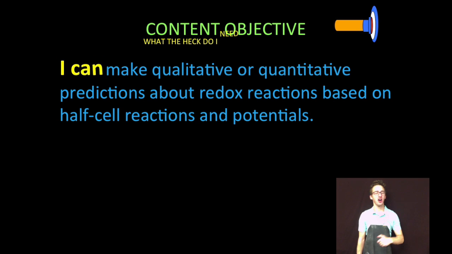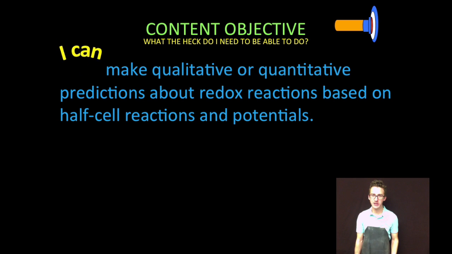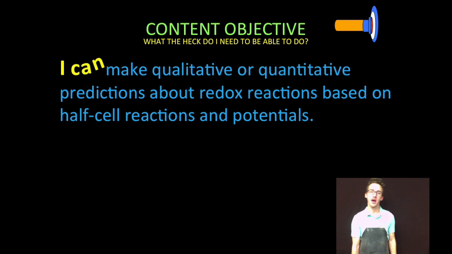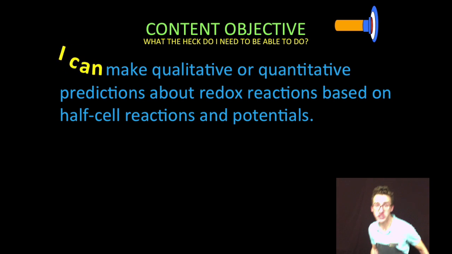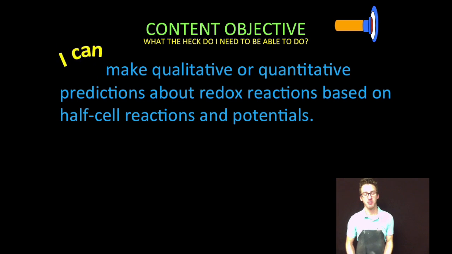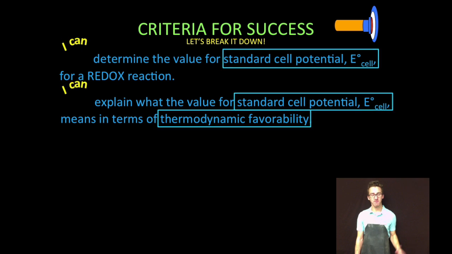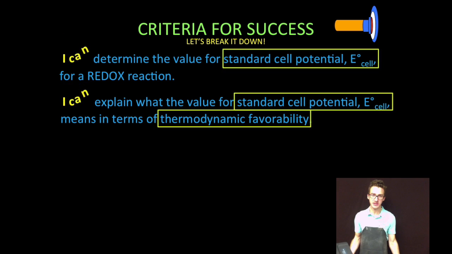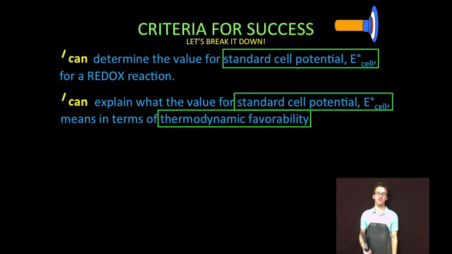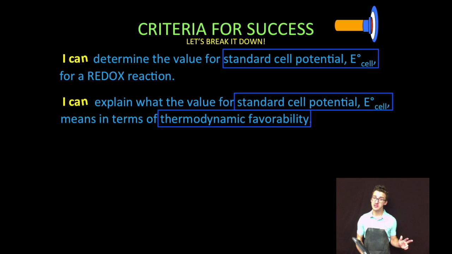What in the heck are we gonna do in this video? We are once again gonna make some qualitative or quantitative predictions about redox reactions, reduction, oxidation, based on half-cell reactions and potentials. Let's break it down a little bit. First thing we're gonna do in this video is determine the value for standard cell potential for a given redox reaction. And then numero dos, we're gonna explain what the value for that standard cell potential means in terms of thermodynamic favorability. Is it spontaneous or is it not?